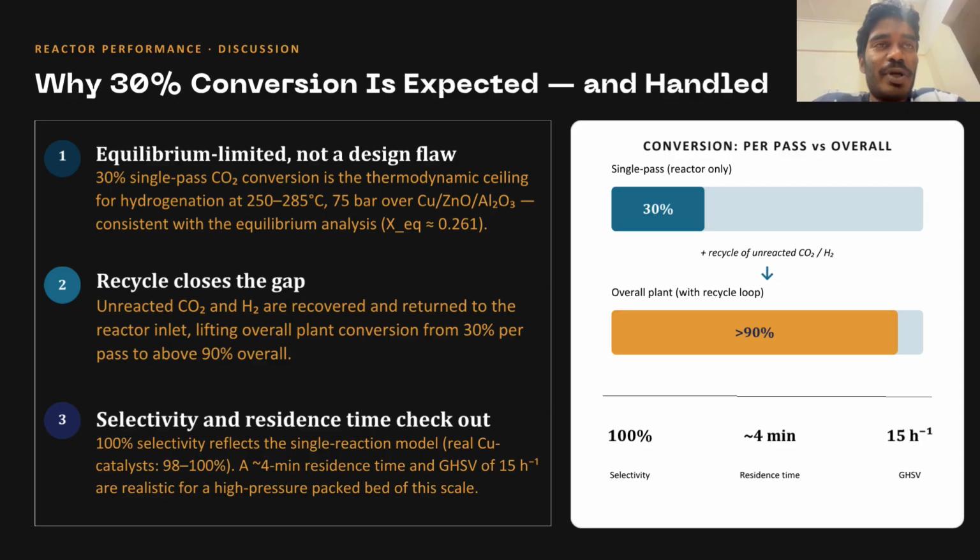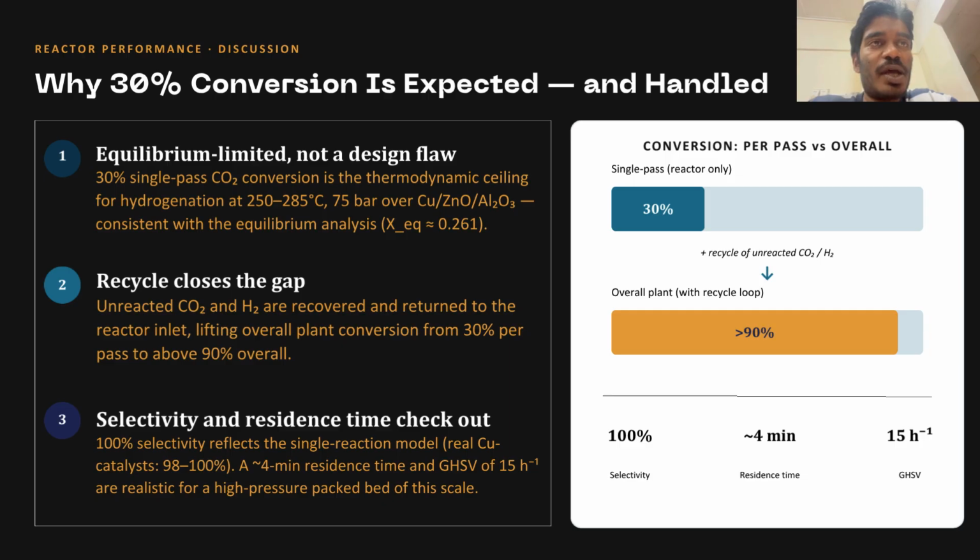This isn't a flaw in our design, but it's the thermodynamic equilibrium ceiling of forced carbon dioxide hydrogenation at 250 to 285 degrees Celsius and 75 to 89 bar over the copper zinc oxide alumina catalyst. No matter how well we design the reactor, we can't push past the equilibrium ceiling in a single pass. That's why our process includes a recycle loop.